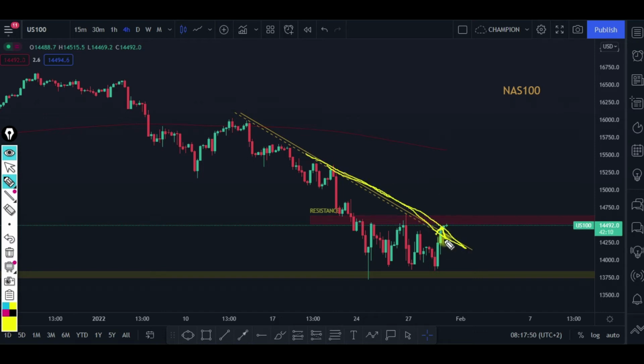Now for me to place the buy entries, I will be waiting for it to break out of this and retest. That's when it will be pushing high. Then I will place my buys after this retest.